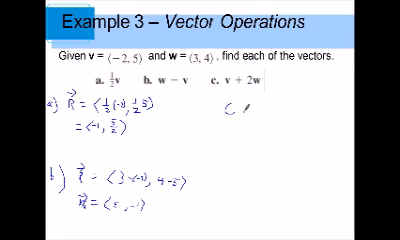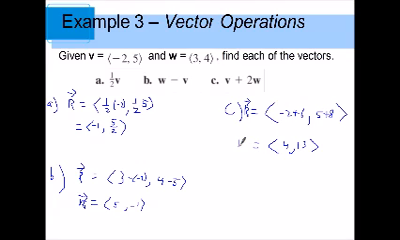And for c, I can combine the algebraic properties in one step, so I have v plus 2 times w. So the resultant vector r here would be -2 plus 2 times 3, which would be 6, comma, 5 plus 2 times 4, which would be 8. And so our resultant vector here would be 4, comma, 13. Remember, these are not parentheses, these are the arrow brackets to indicate direction.